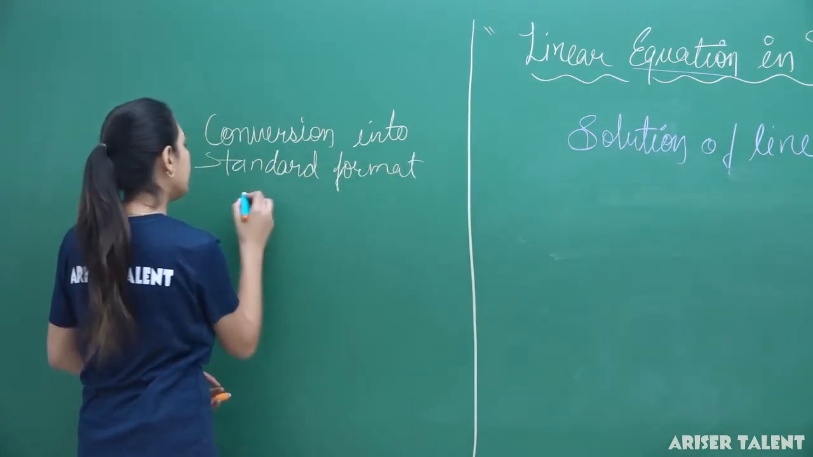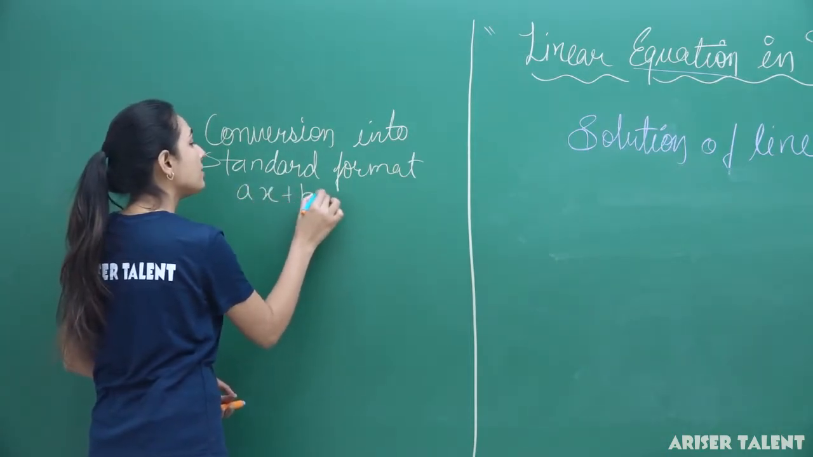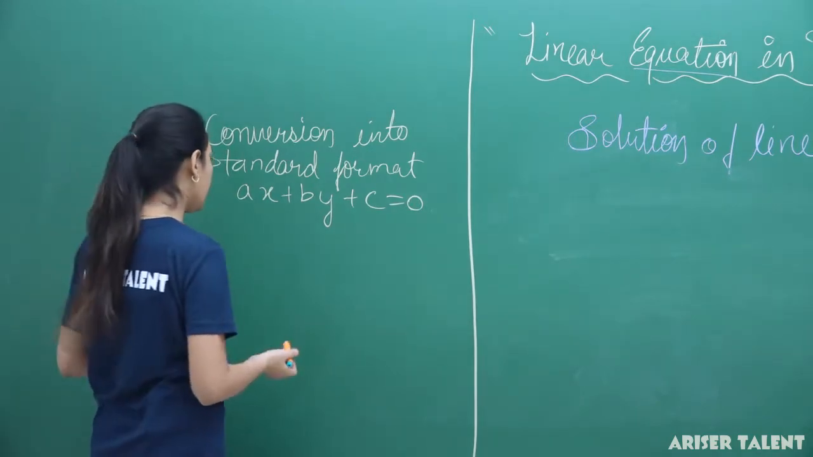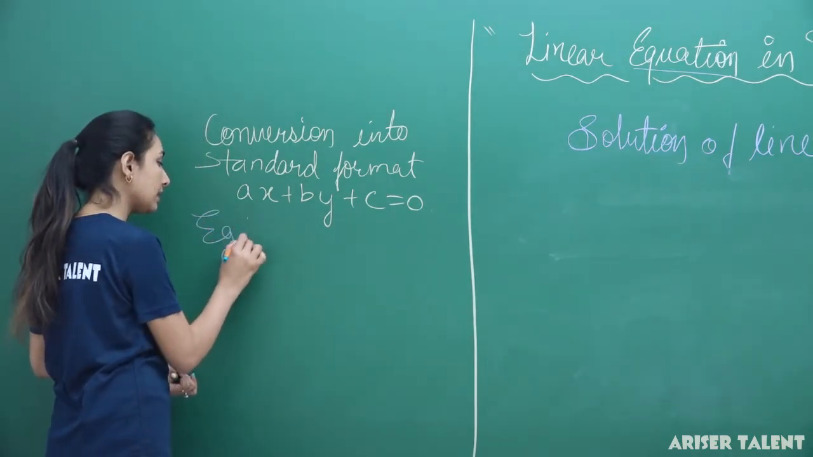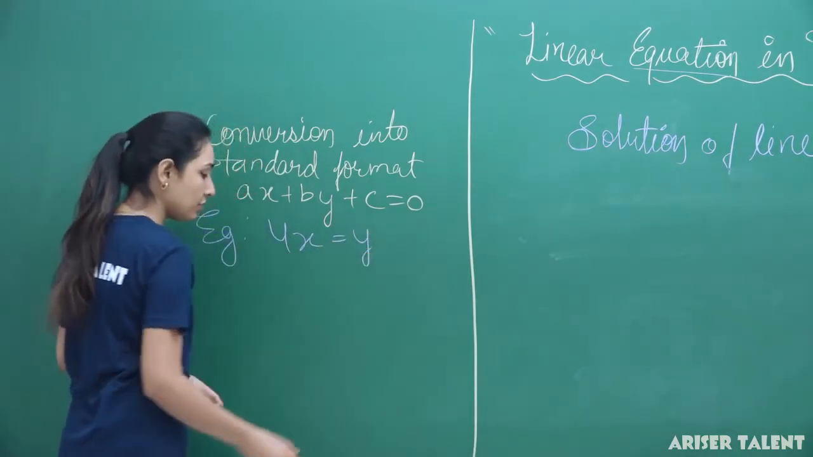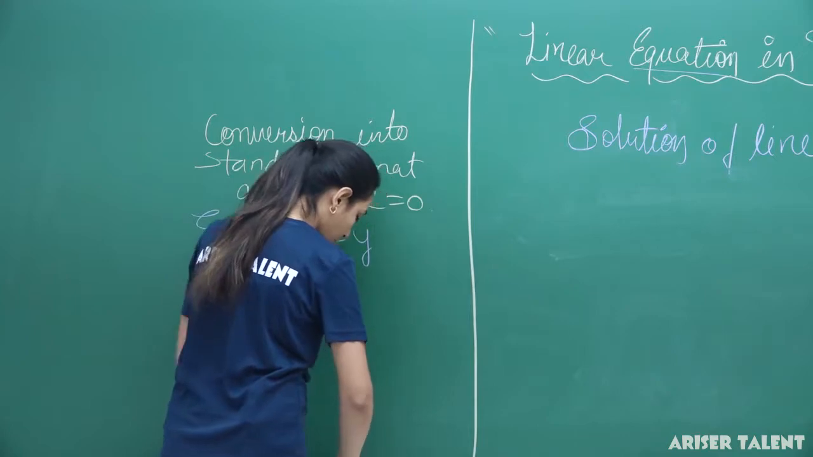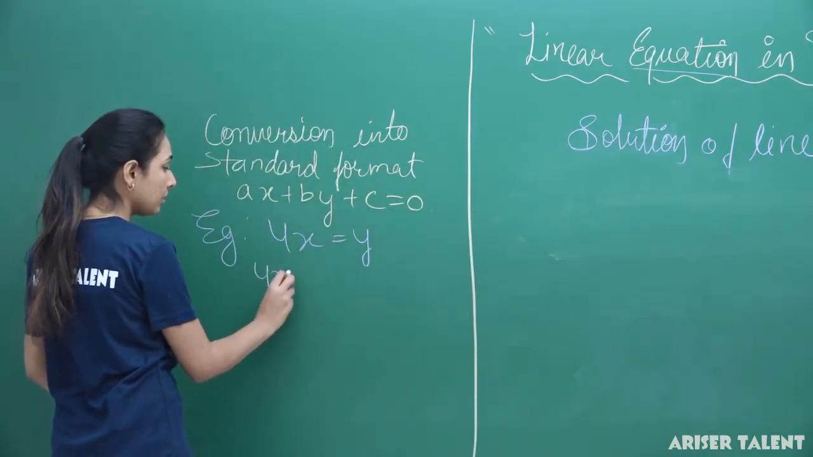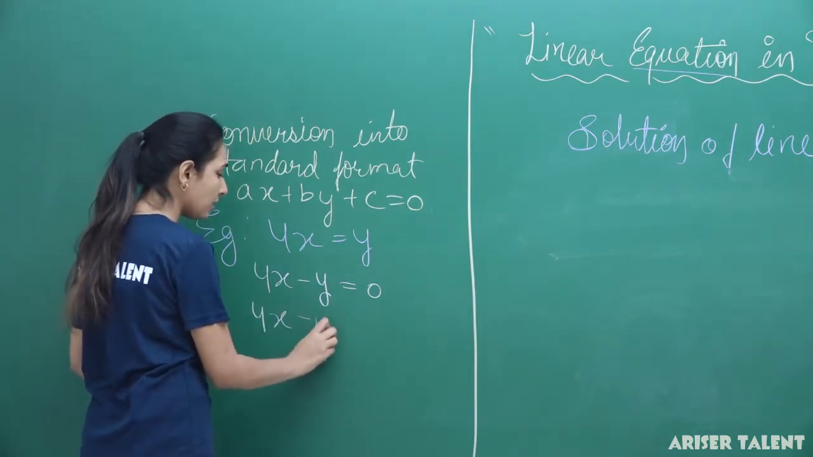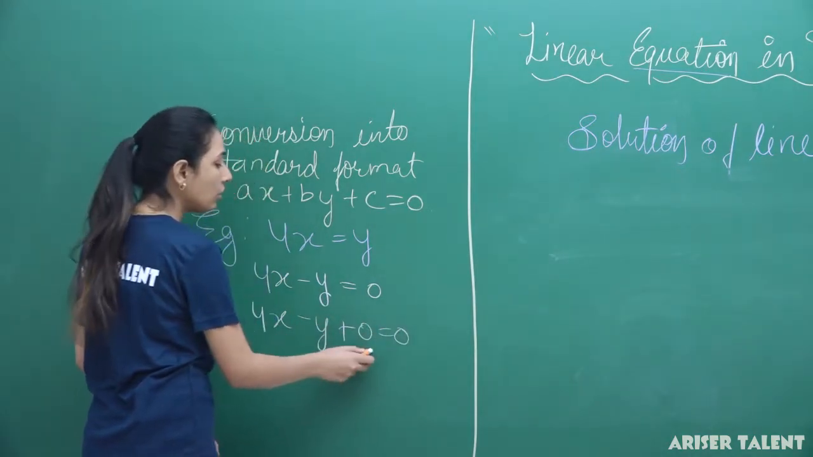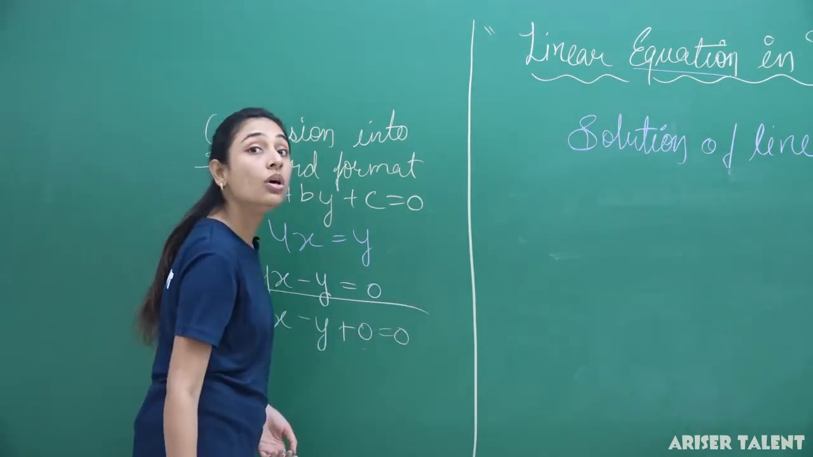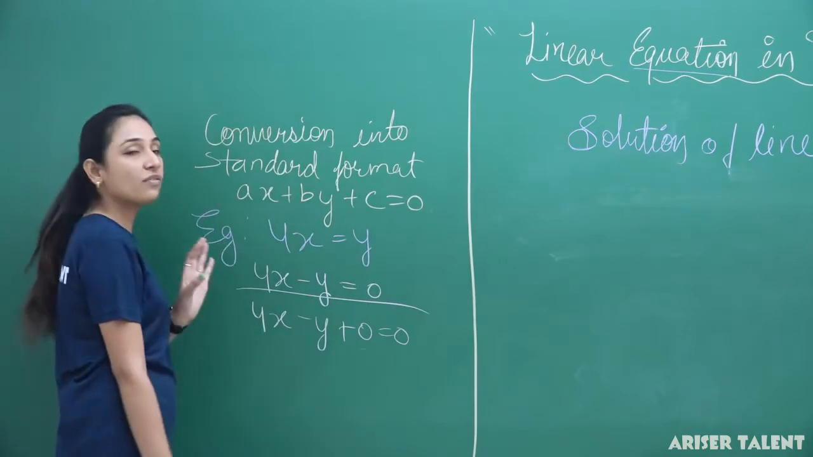Standard format, ax plus by plus c equals to 0. Likewise, if you are given, for example, 4x equals to y, this is your equation given. So how will you write it? You will write it like 4x minus y equals to 0, and you can even write it like 4x minus y plus 0 equals to 0. Now plus 0 doesn't make any sense, so you can just write 4x minus y equals to 0. So this is the specific format.